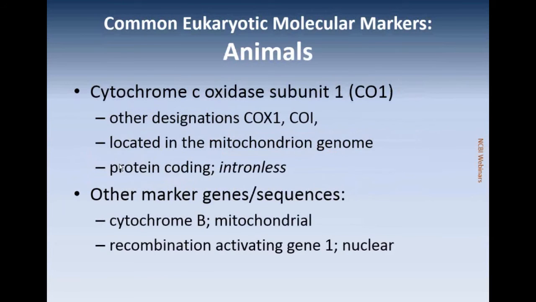In animals, many times it is the mitochondrial genome genes that are studied as markers. The cytochrome C oxidase subunit 1, CO1, has other designations as shown. This again is an intronless gene because it is in the mitochondrion genome. There are other mitochondrial genes that are often studied. Another one is cytochrome B. And then another gene that is often studied is from the nuclear genome, and that is RAG1.